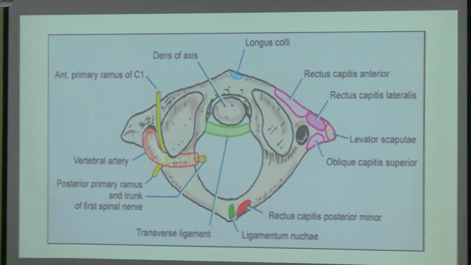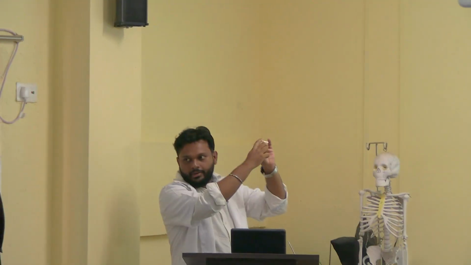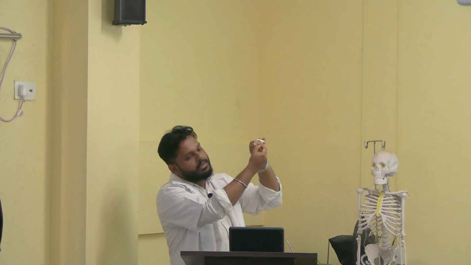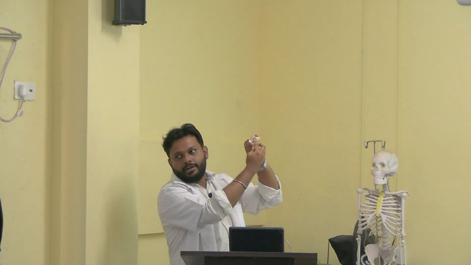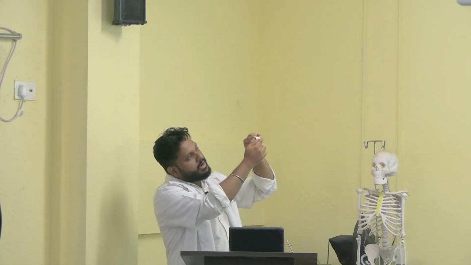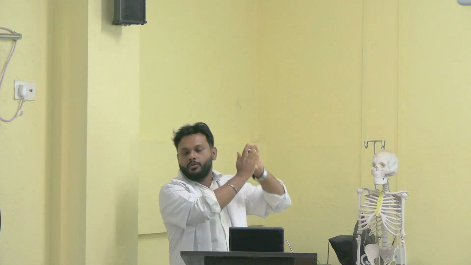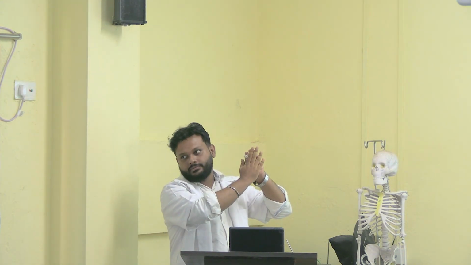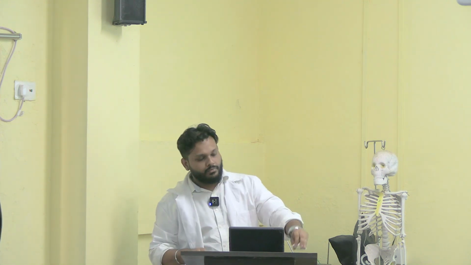Again, what are the parts? This is the anterior tubercle, this is the posterior tubercle, transverse process, foramen transversarium. This is the superior articular facet, inferior articular facet. It has no body, no spine. Right? Done.